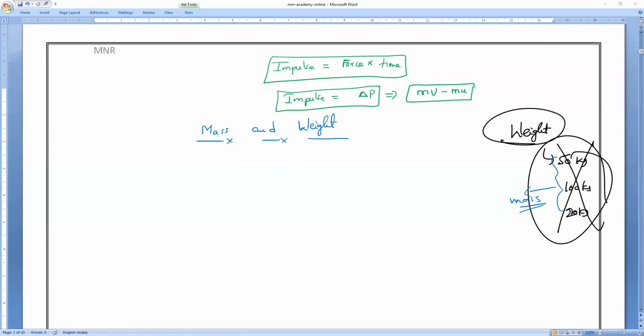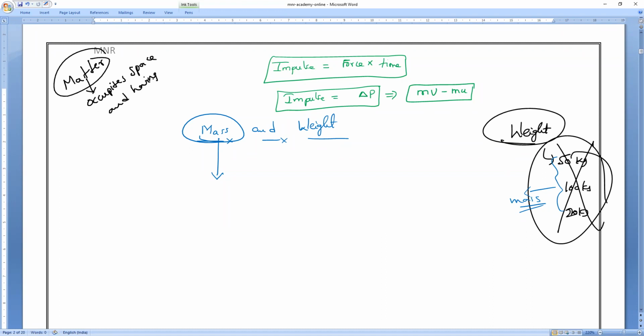All of you remember mass first. What do you mean by mass? Mass is the amount of matter present in our body. If you go back to class 6th, what is the definition for matter, everybody? Matter occupies space and has mass. That is what is called matter. Am I right or wrong, all of you?